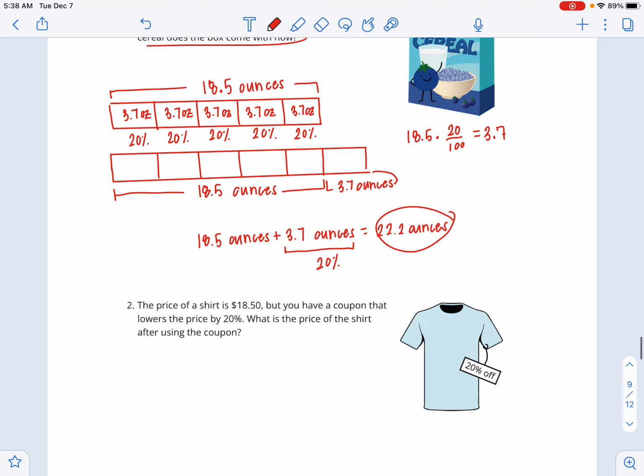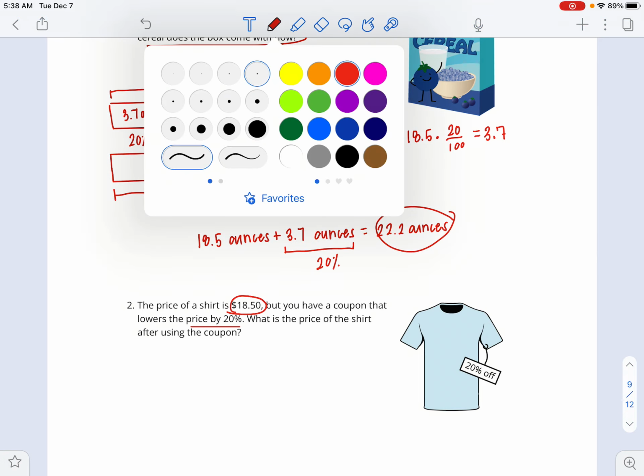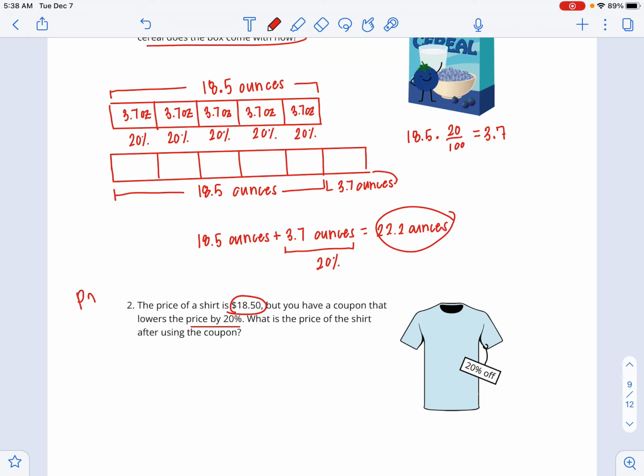Now, question 2 is very similar. It says the price of the shirt is $18.50, but you have a coupon that lowers the price by 20%. What is the price of the shirt after using the coupon? I want you to pause this video and try question 2 using whatever strategy you want. So pause the video and try question 2.